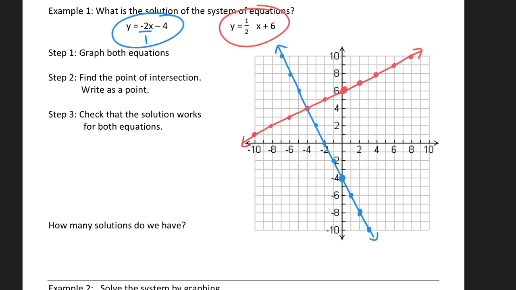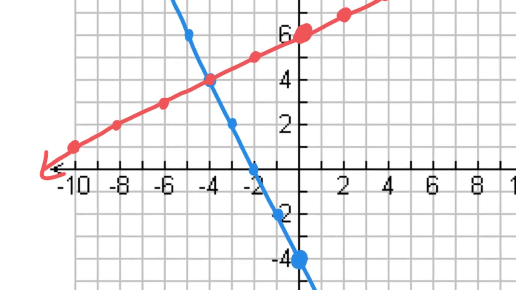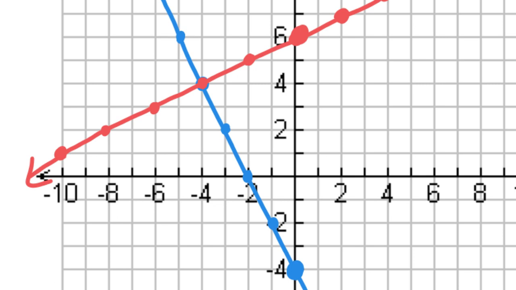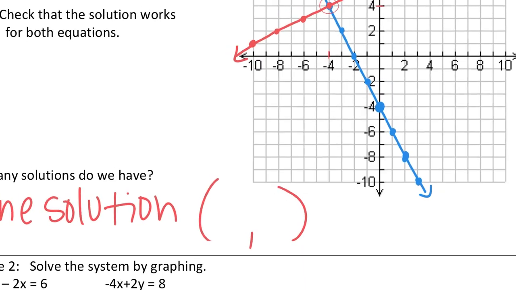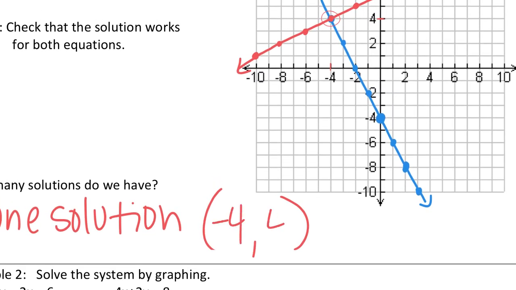So since I have one point where they crossed, I have one solution. And that one solution we need to name as a point. So that point, if you need to look up closer, it was -4 on the x and +4 on the y. So that point would be (-4, 4).